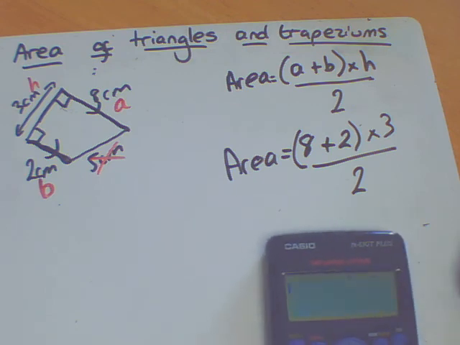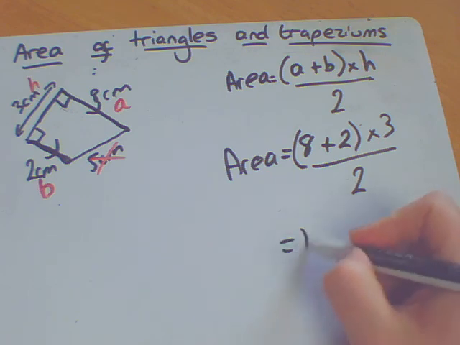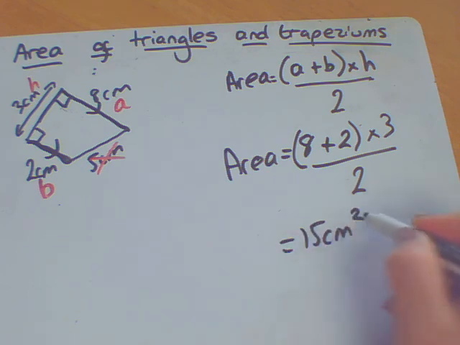Again, you can put it on the calculator if that helps you. You can do it in your head. The choice is completely left to you. So 8 plus 2 multiplied by 3 and divide everything by 2, and we end up with an answer of 15 centimetres squared. And that is all there is to it. If you know the formulae, you know where A and B are, you know the height, and you know which side to discount, you should be okay with finding the area of a trapezium. Any issues, let me know.